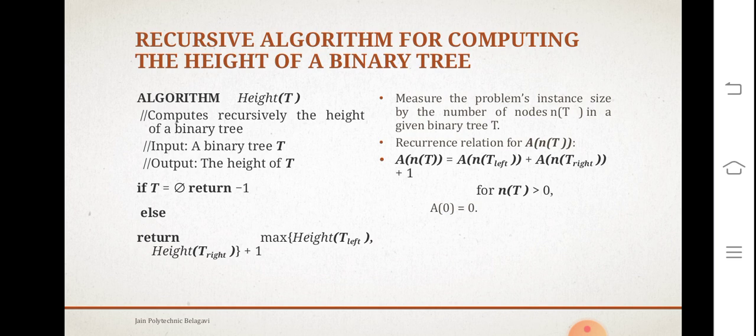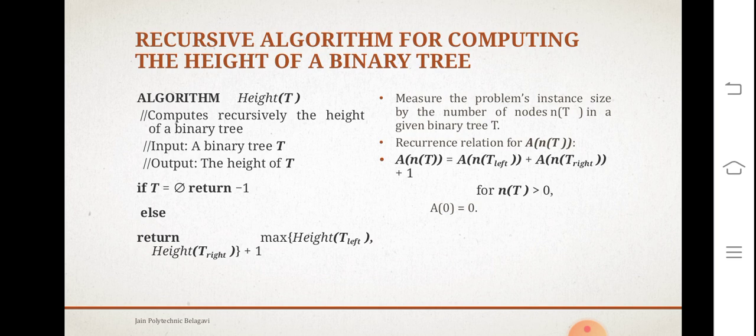Then measure the problem's instance size by the number of nodes n(T) in a given binary tree T, and the recurrence relation is A(n(T)) is A(n(T left)) plus A(n(T right)) plus 1 for n(T) greater than 0, and A(0) is equal to 0. So before we solve this recurrence, let us note one more thing, that addition is not the most frequently executed operation of this algorithm.